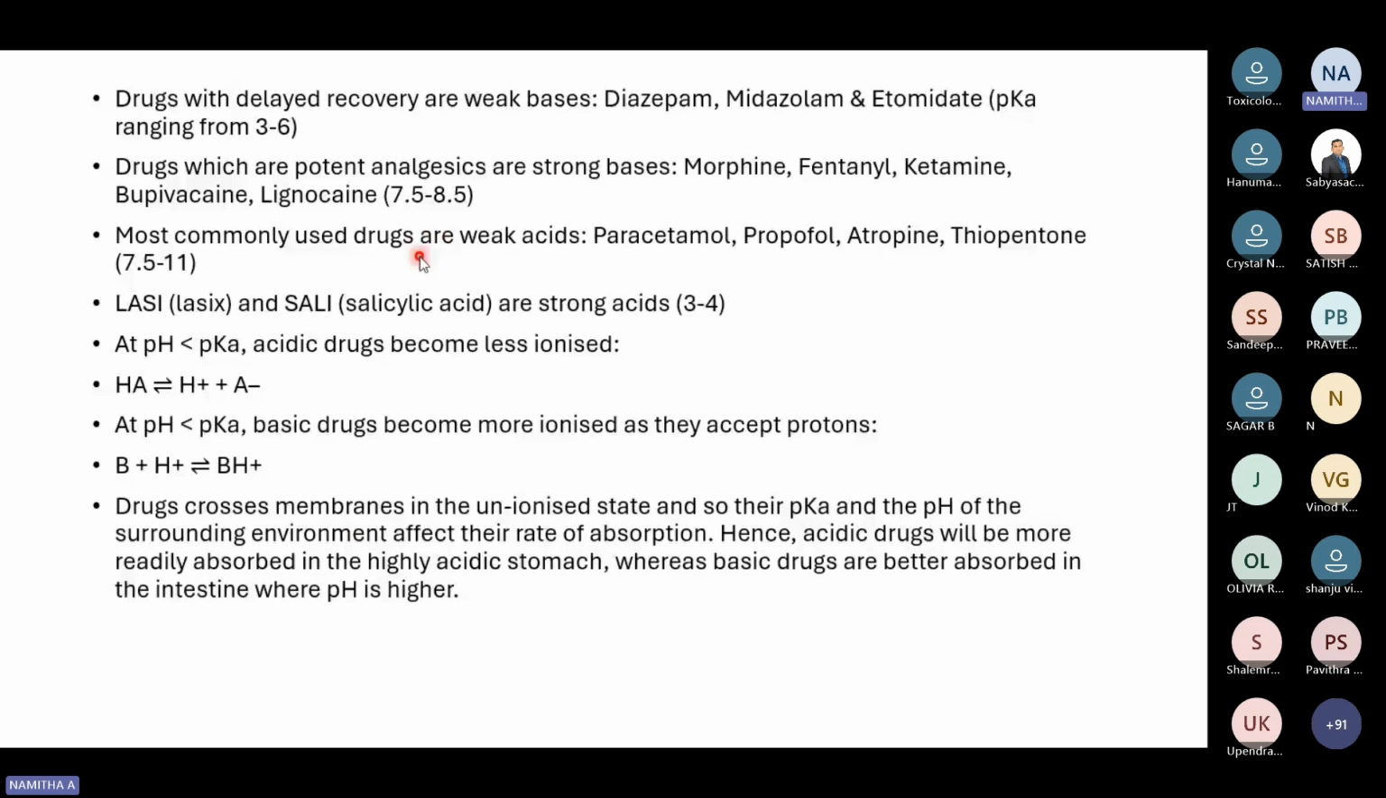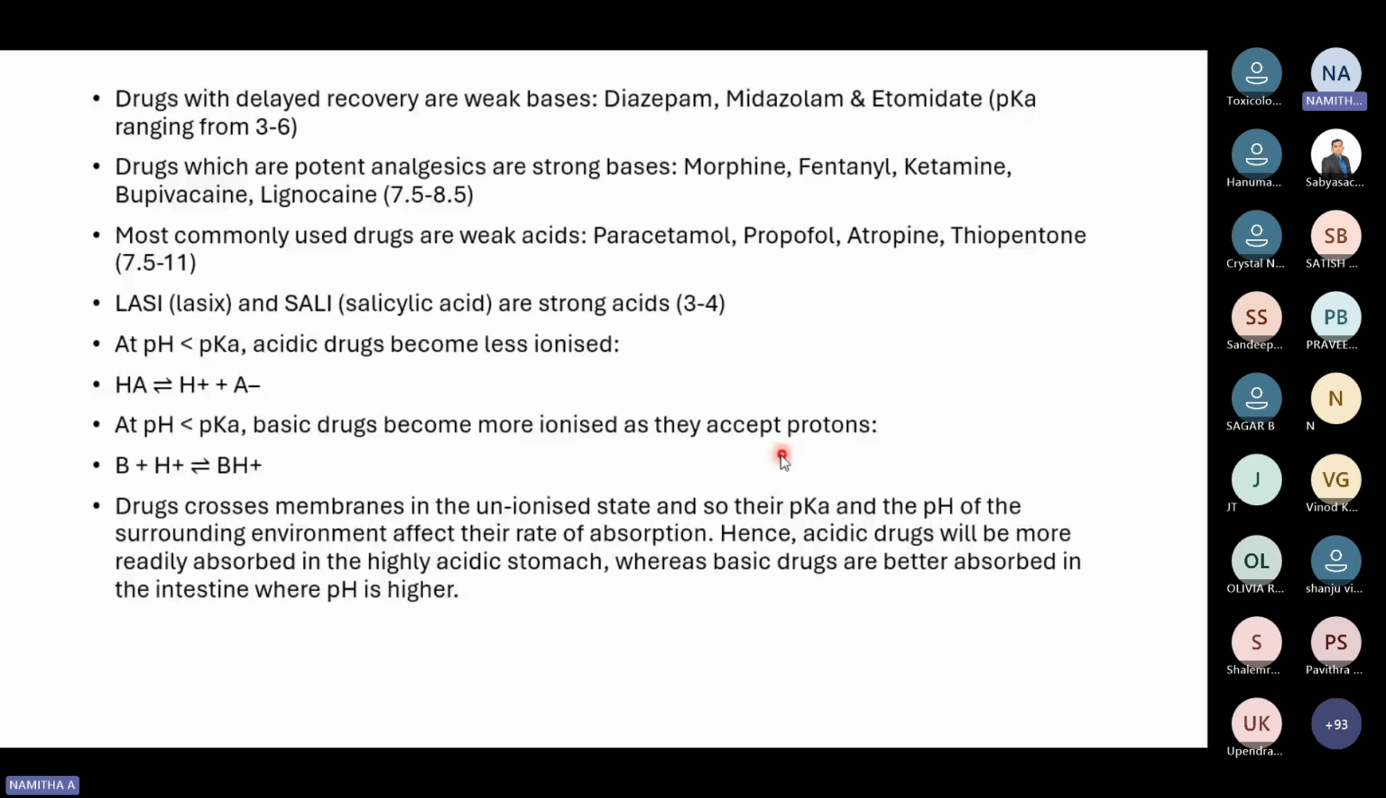Most commonly used drugs are weak acids. These are OTCs, paracetamol, propofol, atropine, thiopentone. These are weak acids. For these, pKa ranges from 7.5 to 11. Lactic and salicylic acids are strong acids. At pH greater than pKa, acidic drugs become less ionized. Whereas at pH greater than pKa for basic drugs, they become more ionized as they accept the protons.